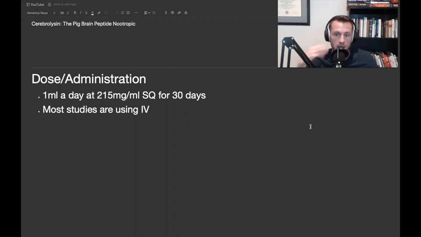Dose and administration. With my patients, I do 1 mL injection subcutaneous daily for about 30 days, and you can also do like a 5-day on, 2-day off schedule as well. But in most of the studies, people are using it intravenously. And most of the time in the studies, they're using it right after ischemic events. They used it for TBIs, and it seemed like it had some benefits there.